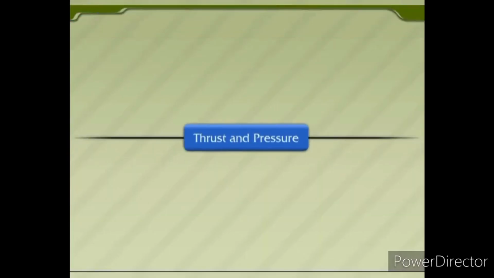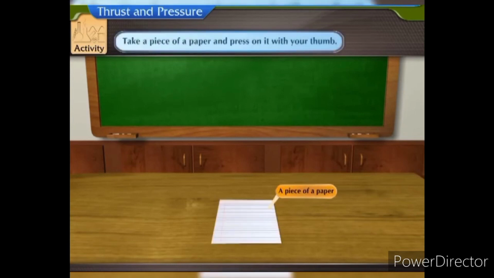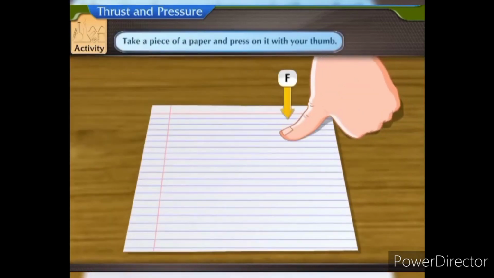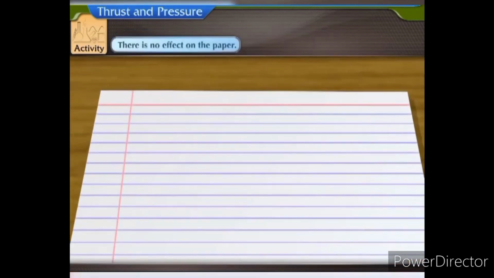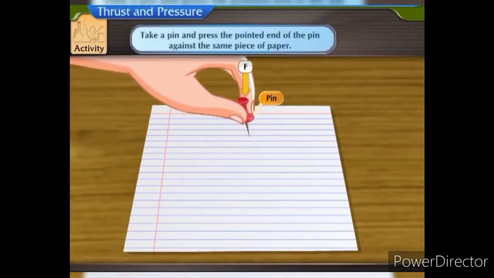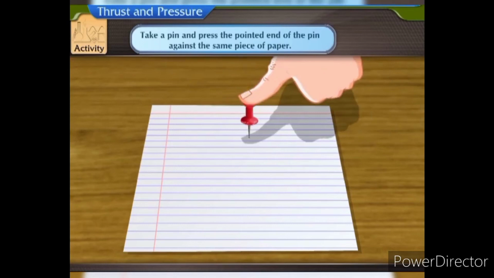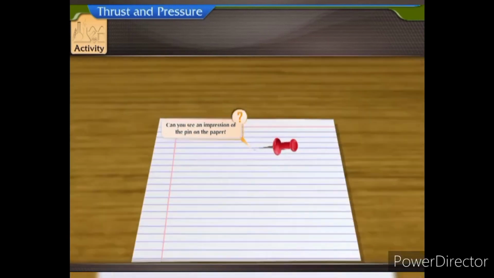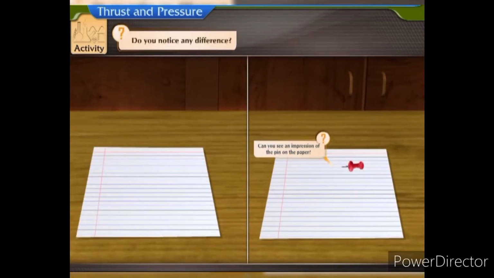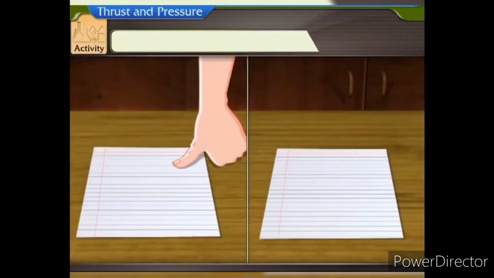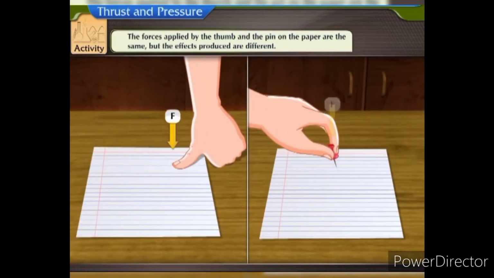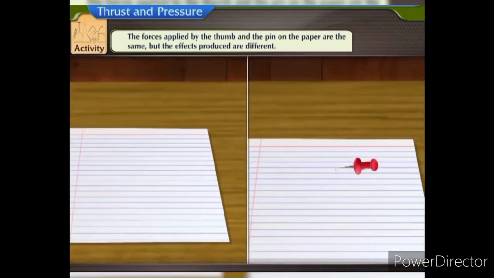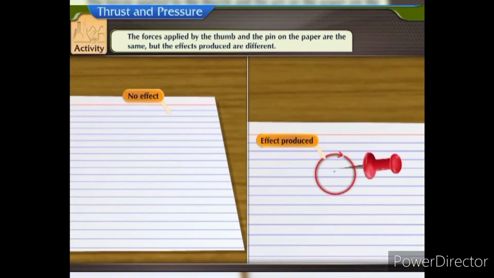Thrust and pressure. Let us do some activities. Activity 1. Take a piece of paper and press on it with your thumb. There is no effect on the paper. Now take a pin and press the pointed end of the pin against the same piece of paper. Can you see an impression of the pin on the paper? Do you notice any difference? The forces applied by the thumb and the pin on the paper are the same, but the effects produced are different.